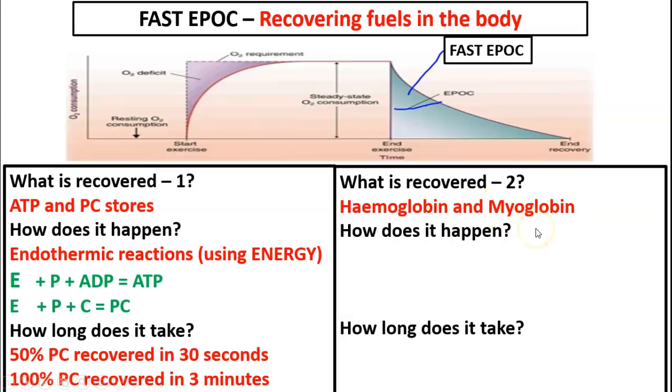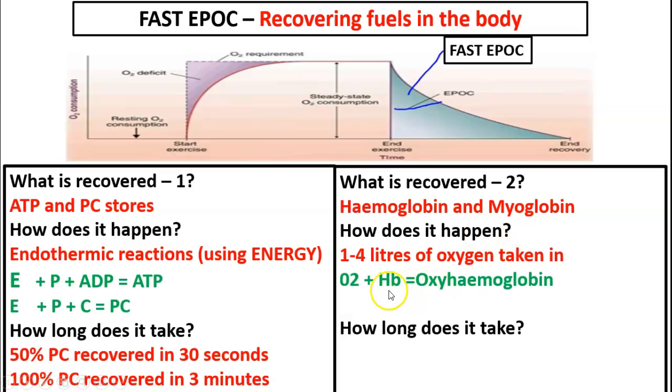Hemoglobin and myoglobin are no good for us in terms of being able to recover our body. We need oxygen. But before we talk about just the basic process of oxygen joining hemoglobin and myoglobin, we need to know how much. During fast EPOC, we use 1 to 4 litres of oxygen, from within the excess post-exercise oxygen consumption. From that 1 to 4 litres of oxygen, we join oxygen to hemoglobin to form oxyhemoglobin, and then we join oxygen to myoglobin to form oxymyoglobin.